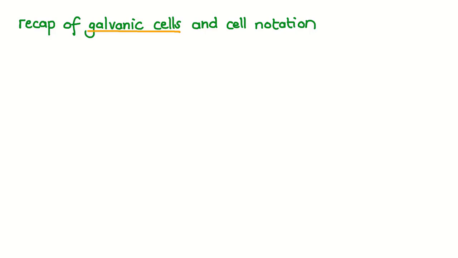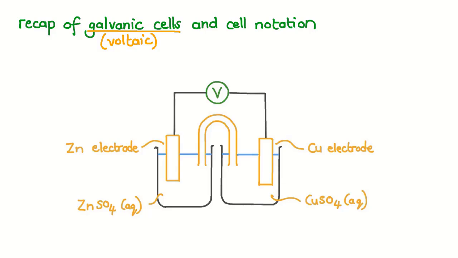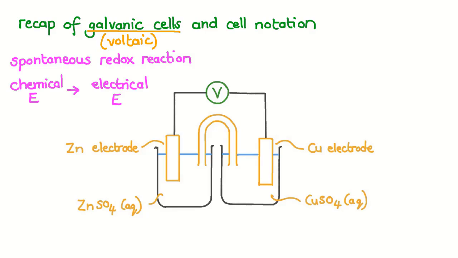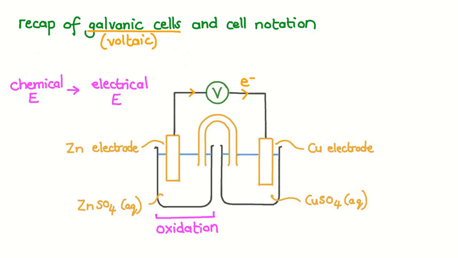A galvanic or voltaic cell is a type of electrochemical cell. The diagram shows the setup. A spontaneous redox reaction occurs, and this causes chemical energy to be converted to electrical energy, and current flows through the wire. Oxidation occurs in the zinc half cell. Zinc 2+ ions are released into solution from the anode, and the valence electrons from these ions travel through the wire to the copper electrode, the cathode.